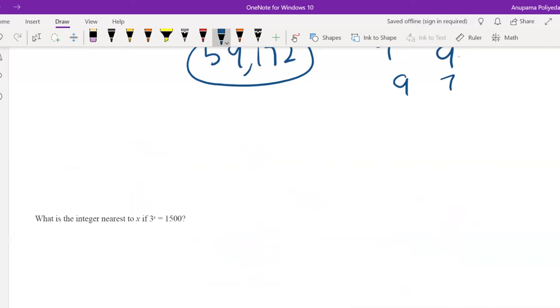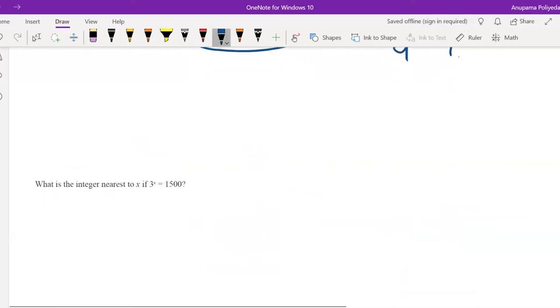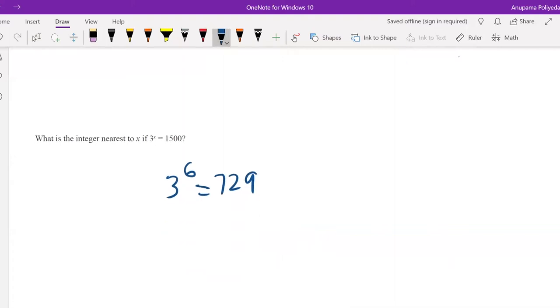7. So yeah, 7 is the answer. So what we do is we look at different powers of 3. So 3 to the 5th is 243, much smaller. 3 to the 6th is 729. And 3 to the 7th is 729 times 3, or 2187.